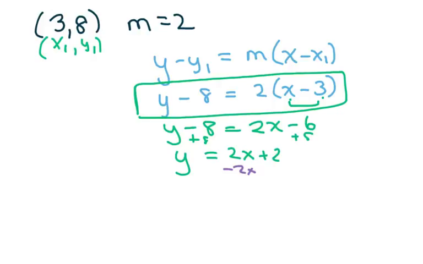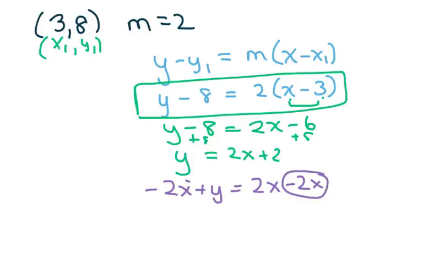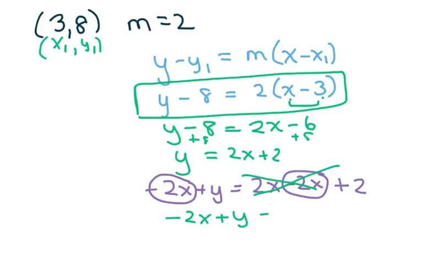And let me redo this one. What I'm going to do is do it horizontally. So I'm subtracting 2x from both sides. So here's where I'm subtracting the 2x right here from both sides. And then I have my plus 2. When you do this, that goes away. That equals 0. So we have negative 2x plus y equals 2.